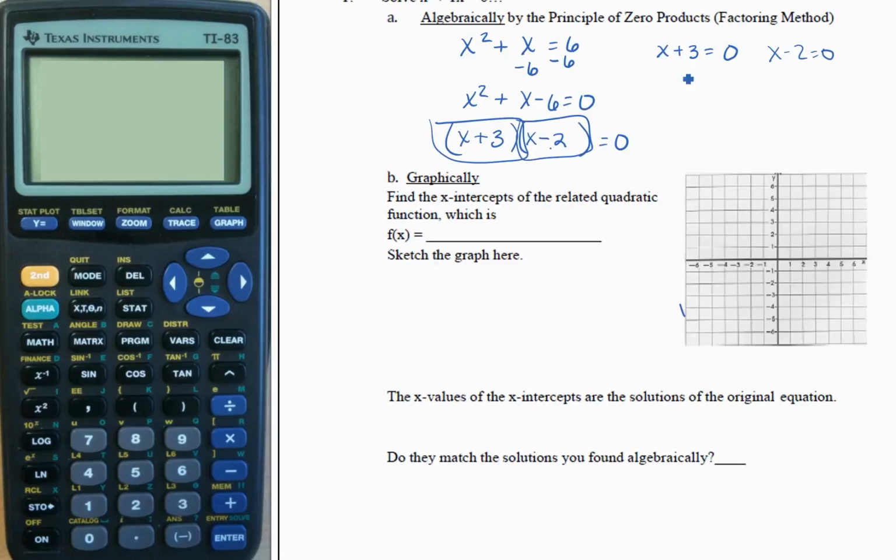So here we would subtract 3 from both sides. We get x equals -3. And here we would add 2 to both sides. So we'd get x equals 2. So those would be our two solutions.